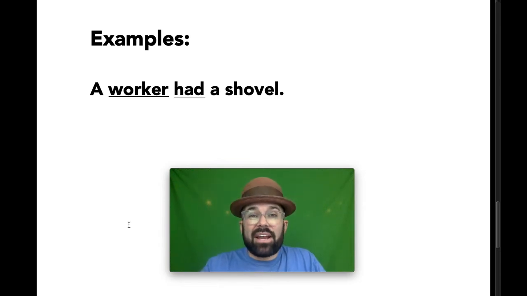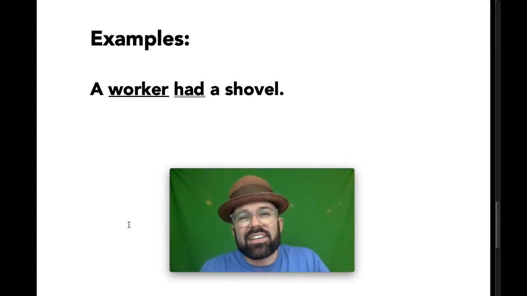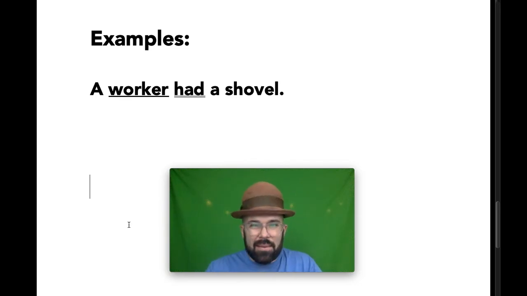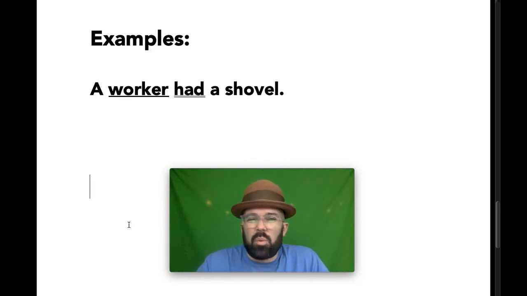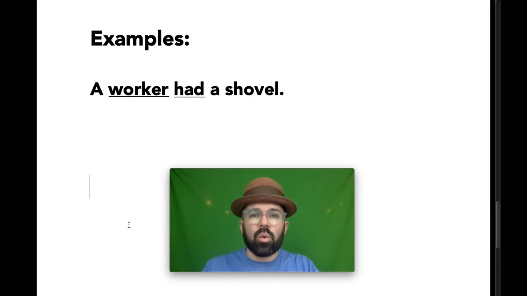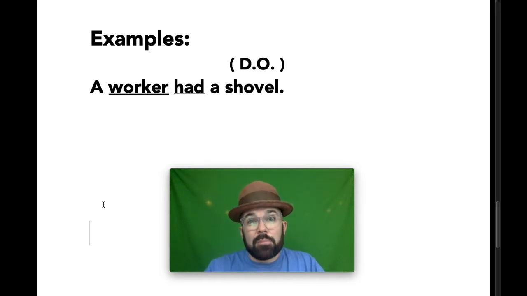Now, before when I said that the direct object receives the action of a verb, that's not always exactly true. That's a nice way of thinking about it, an easy way of thinking about it. But in this sentence, there's not exactly an action. It's just that the worker has something, but it still works the same way. To have is still a transitive verb, and shovel is the direct object. Let's look at another one.